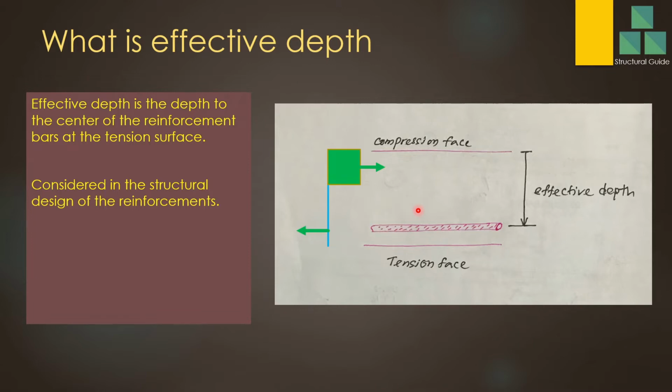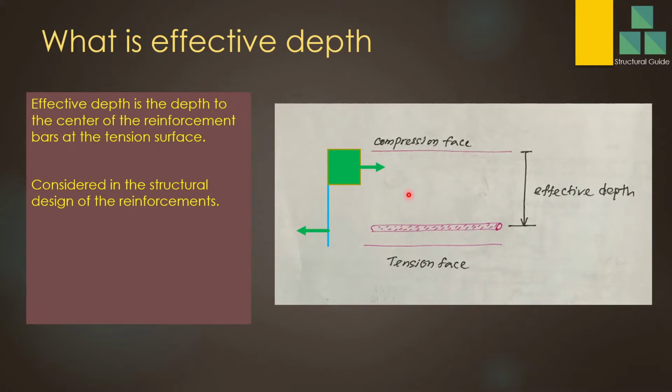What is effective depth? Effective depth is the depth to the center of the reinforcement bars in the tension face. This is mostly used in structural design. During construction, you have to maintain that depth as specified in the drawings. You maintain this effective depth in different ways. You maintain the cover to the reinforcement. You keep the gap between bars as specified in the drawings and as per the general norms in construction.